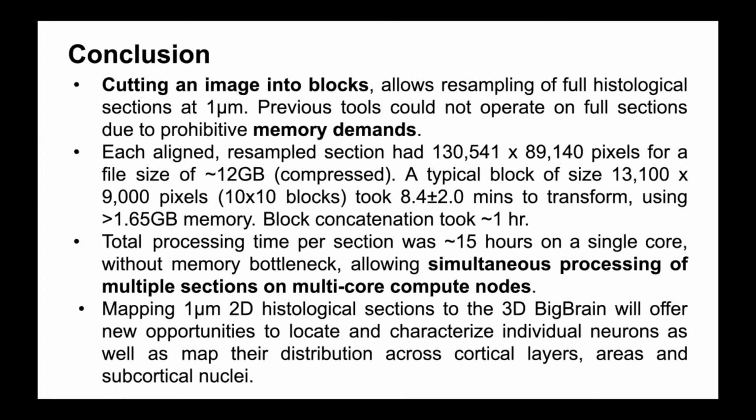The total processing time per section is about 15 hours on a single core without any memory bottleneck, allowing simultaneous processing of multiple sections on multiple core compute nodes. Mapping 1 micron 2D histological sections to the 3D BigBrain will offer new opportunities to locate and characterize individual neurons, as well as map their distribution across cortical layers, areas, and subcortical nuclei.